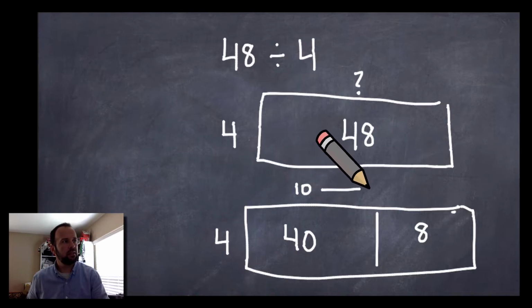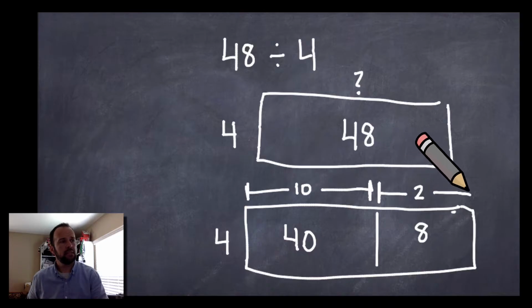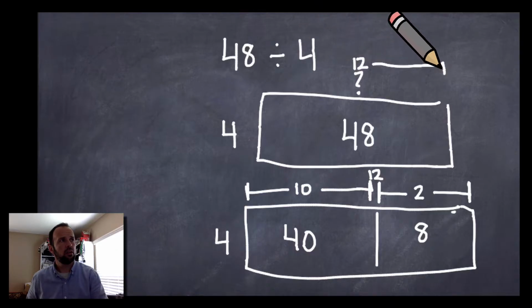So I know that this distance is going to be 40. I'm sorry, it's going to be 10. 4 times 10 will give me 40. Then I can think about 8. Well, that's 2. 4 times 2 will give me 8. So there we go, I have those two distances. Now if I add those two distances together, I will get 12, which means that this number here, all the way across, will be 12.